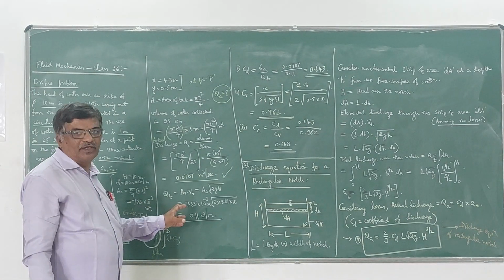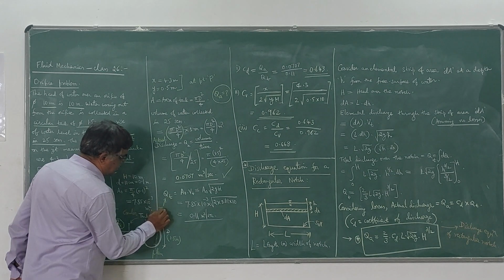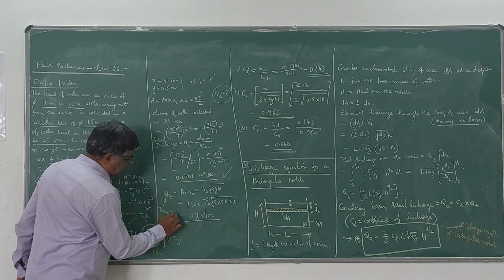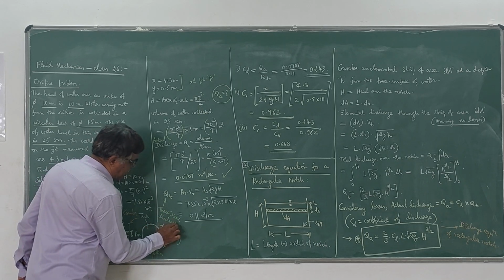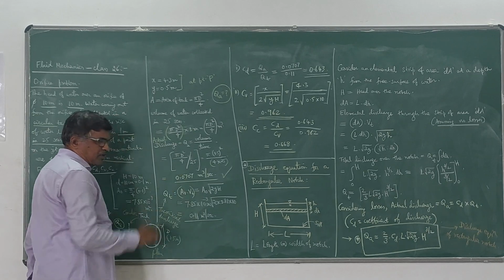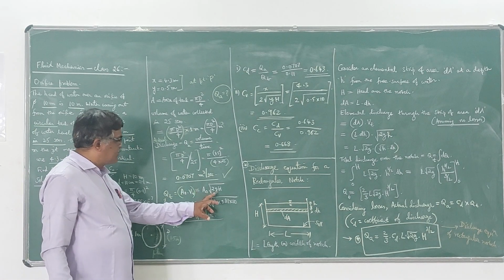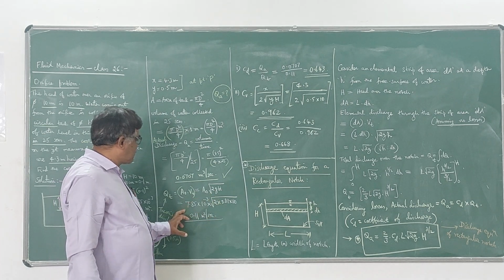So I need the value of theoretical discharge also. So Q theoretical is the theoretical discharge without losses. Here theoretical discharge, as you know, is given by the product of area of orifice multiplied by the theoretical velocity. Theoretical velocity we have derived is root 2gH. So substitute the values.